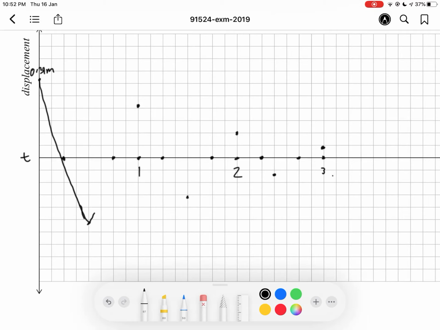Okay, it's really hard to draw on this device, but I'll try my best. Oh, that's pretty bad.